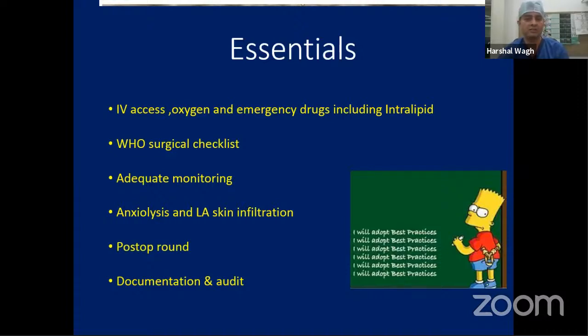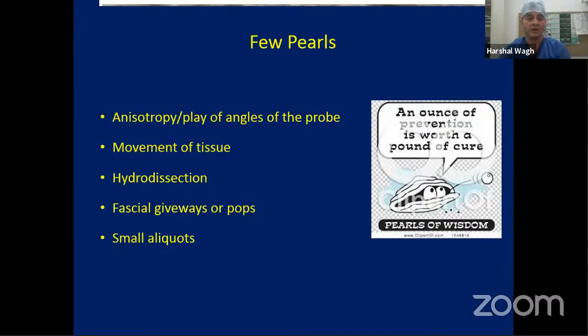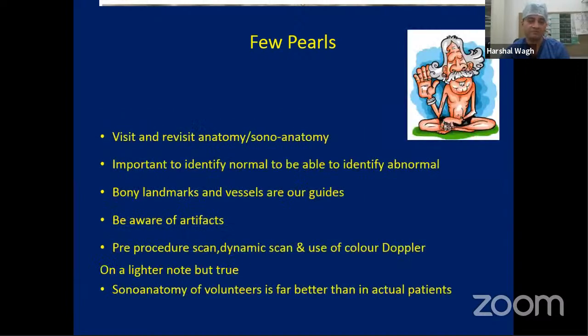WHO surgical checklist, monitoring, anxiolysis, post-op round, documentation and audit. Anisotropy, play of angles, movement of tissue, hydro dissection, fascial giveaways and pops, always give local anesthetic in small aliquots.